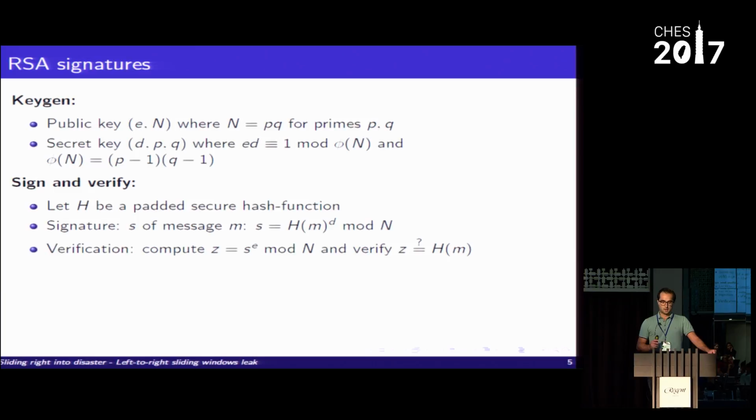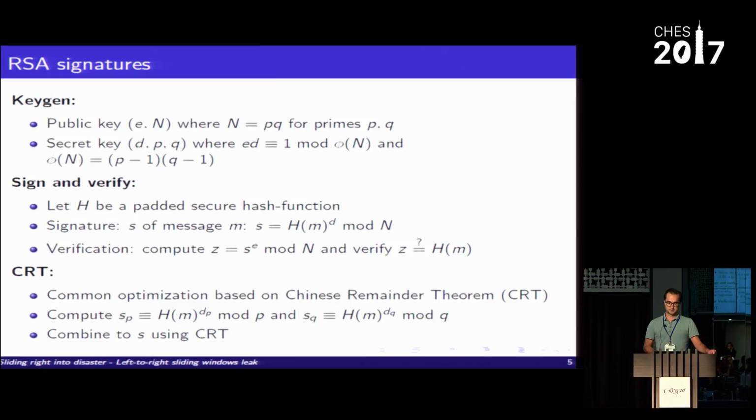To sign a message, you need a padded secure hash function. And if we assume we have such a thing, then we can sign a message M by inserting it in the hash function and raising that value to the power D mod N. And this is our signature, this value S. For the verification, we simply take this value S, raise it to the power E mod N, and we verify whether the outcome equals the outcome of the hash function with M inserted.